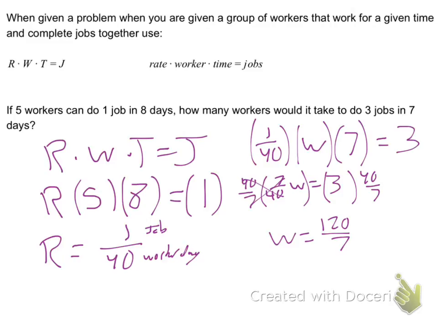I don't know if that comes out nicely. But how many workers would I need to complete that many jobs in that time frame? Here's 120 divided by 7. 17? Exactly? Well, we can't have points of a person. What's the decimal? 17.14? Wouldn't it be 18? You need 18 then. You can't have 1 point.